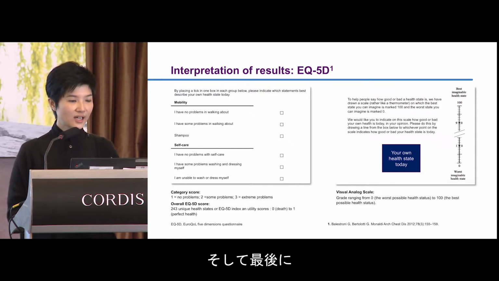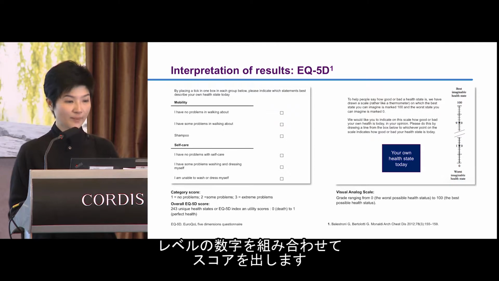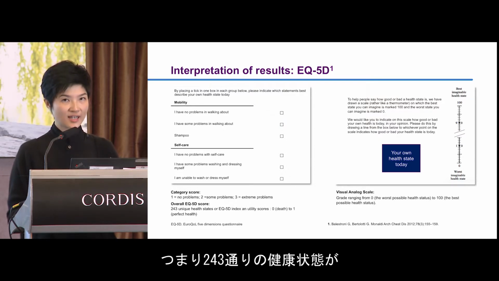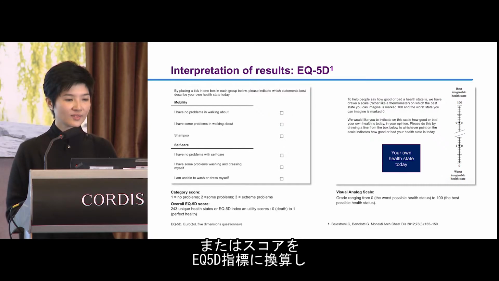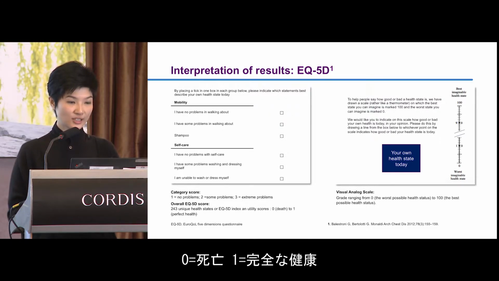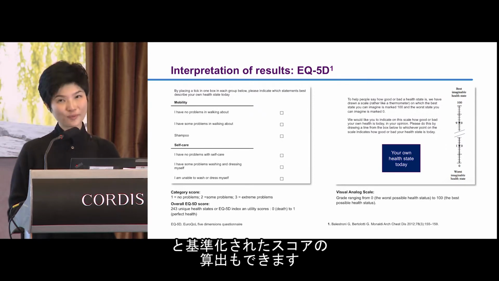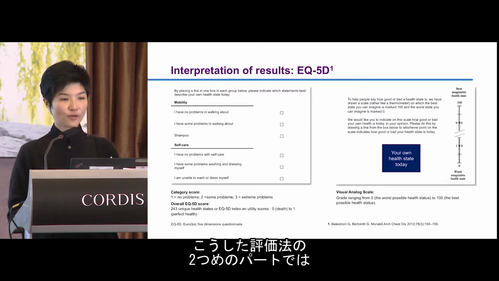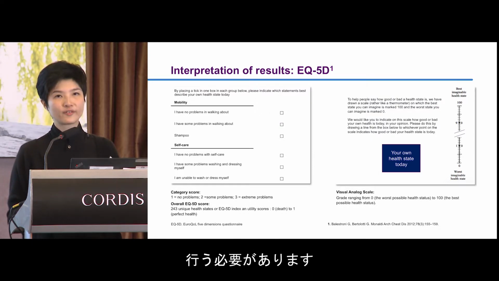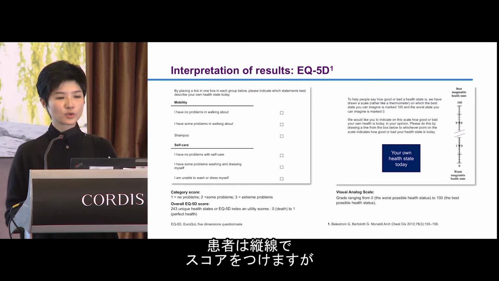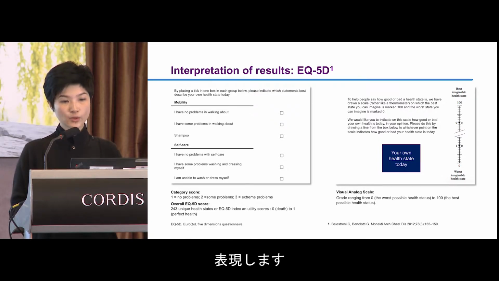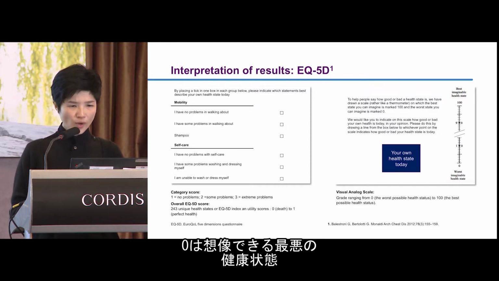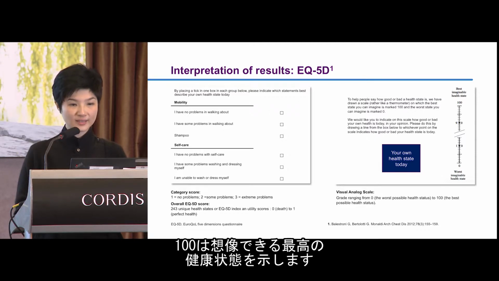In the end, by combining one level of each of these 5 dimensions, we get 243 unique health states, or you can convert the score to an EQ-5D index utility score from 0 for death to 1 for perfect health. In the second part of this instrument, the patient scores a visual analog scale, marking on a vertical line to indicate their perceived health status. The range is from 0 to 100: 0 represents the worst imaginable health status, and 100 represents the best imaginable health status.